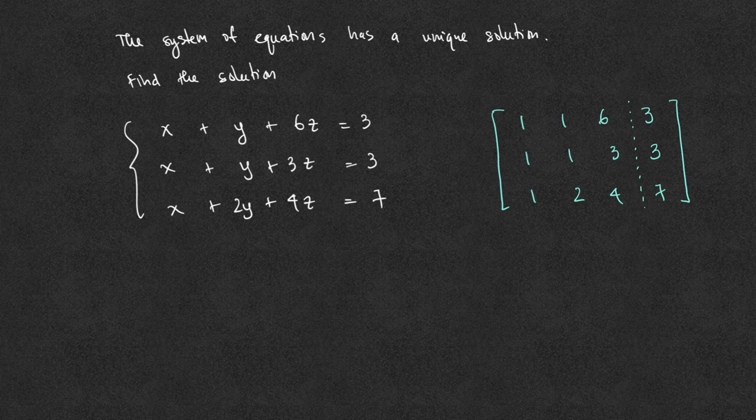We're allowed to perform a series of row operations, such as multiply any equation or any row by a non-zero number. We can interchange the position of any two rows. We can also multiply any equation or any row by a non-zero number and add it to another equation or another row. We want to get rid of x in the second equation.